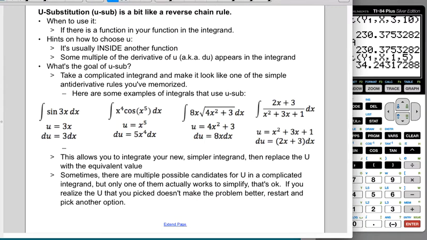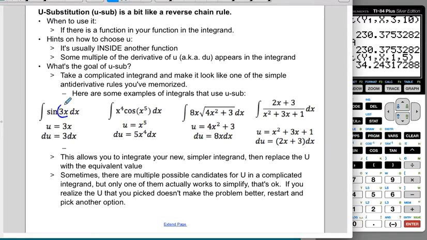U-sub is a bit like the reverse chain rule. When to use it? If there's a function inside another function in your integrand. We're going to walk through lots of hints about how to choose U, but essentially, U is usually inside another function, and some multiple of the derivative of U, aka du, will appear somewhere else in the integrand. What's the goal of U-sub? Well, the goal is to take a really complicated, disgusting-looking integrand and make it look like some simple antiderivative rule that we learned in 6.8, the last video. So here are some examples of integrals that would use U-sub.